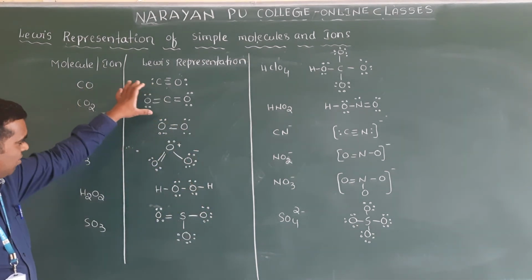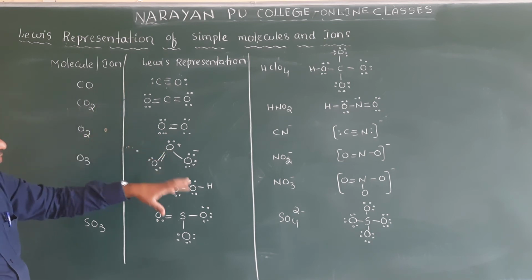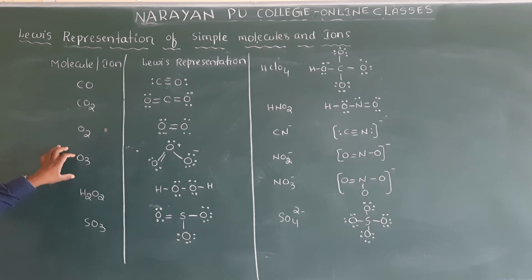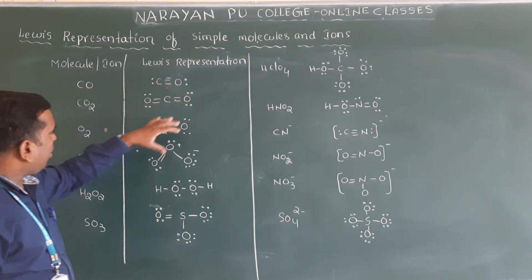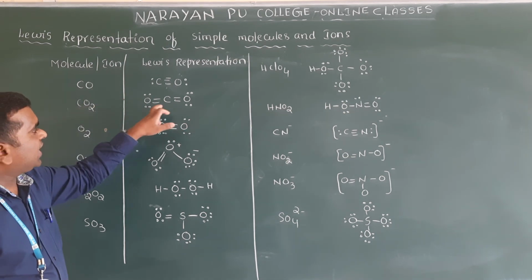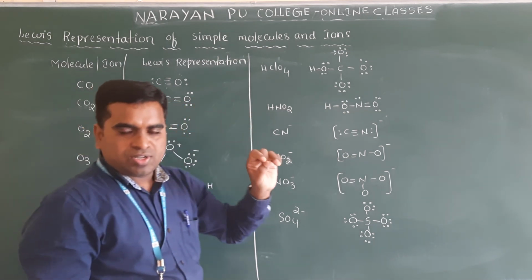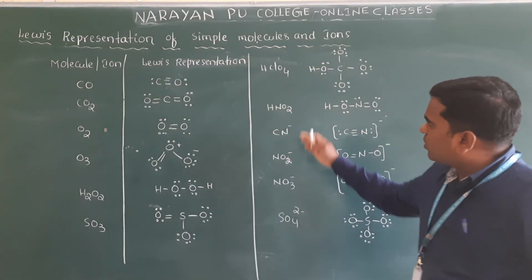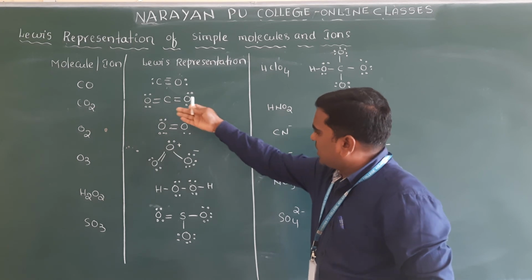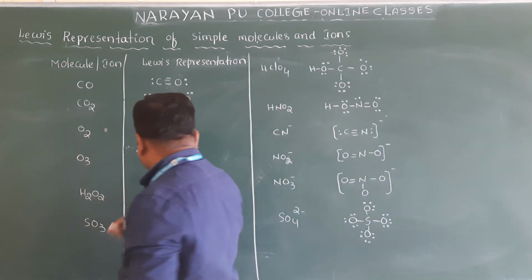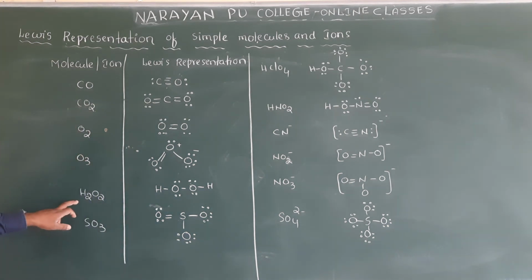And I have mentioned some examples in this one. NO2 minus we have discussed, O3 minus we have discussed, CO we have discussed, and the remaining ones you have to practice in the same way and check whether you are getting this type of structure or not. Clear? So these are some examples that come most of the time, and here I have written CO, SO2, O2, H2O2.